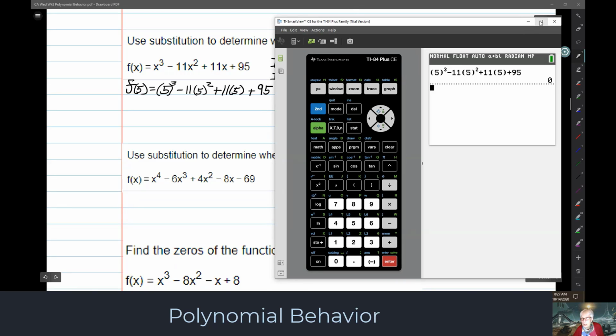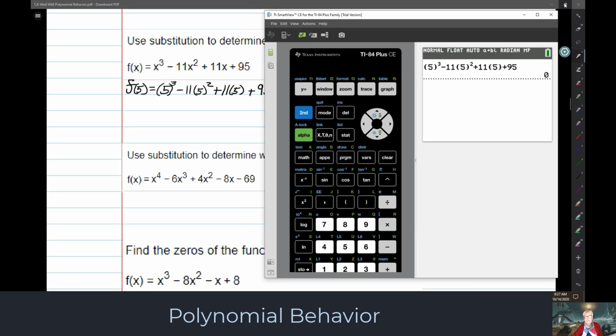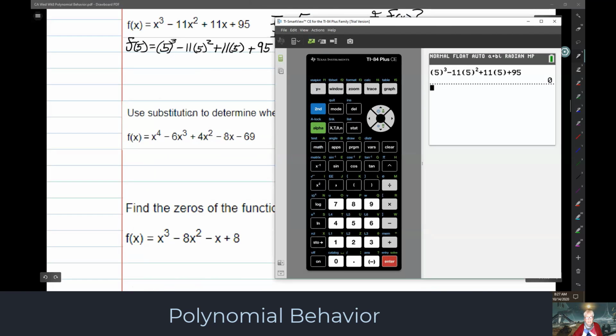Okay, let me make this bigger again. This is what I did. I put a 5 in for every x. The truth is, of course, you don't really need parentheses to do that unless 5 is negative. If 5 is negative, you absolutely need to have parentheses around the negative 5 when you substitute it. But of course, it wasn't negative, so I didn't really need the parentheses. It's still a very good idea to get in the habit.